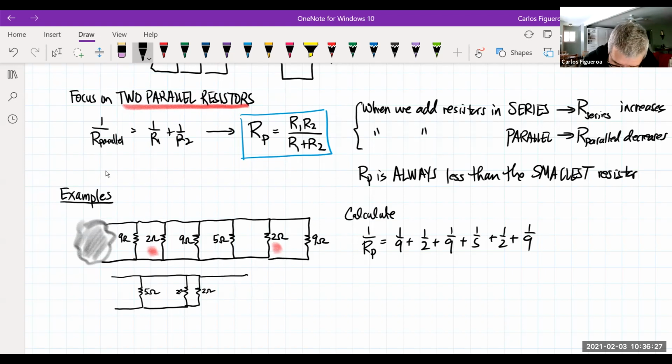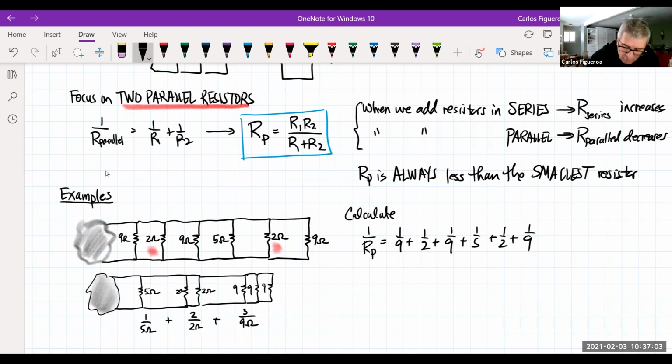And then I'm going to come over here and take my 9s, which are 3 of them. So this is 9, 9, 9. What you're seeing here is that I can move resistors in a branch to make my calculations easier. So look at this. I have 2 of 2 ohm resistors, I have 3 of 9 ohm resistors, and I have 1 of the 5 ohm resistor.